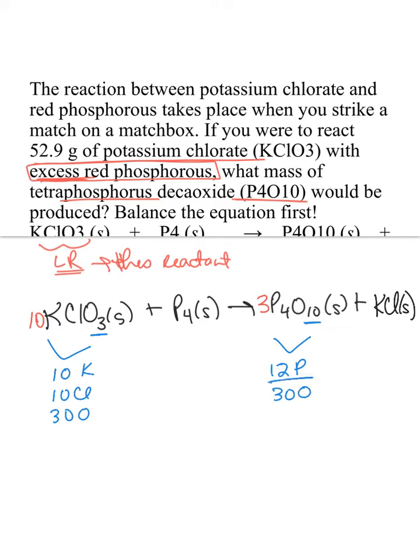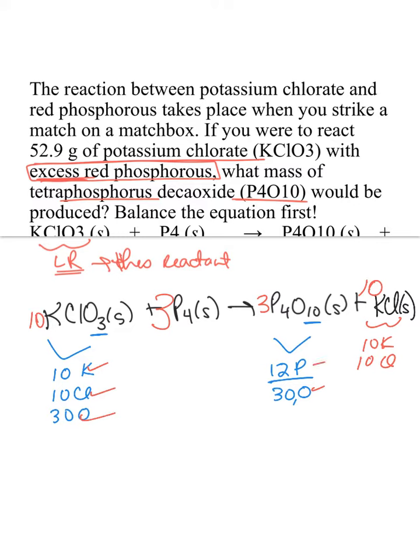And so then I want the same number of potassiums here. So I'm going to put a 3 in front of the phosphorus, and then I'm going to put a 10 in front of the potassium chloride. And then I'm going to check. So that's 10 potassiums and 10 chlorides. So we're good there, we're good there, we're good there. So everything looks good. So it's balanced.